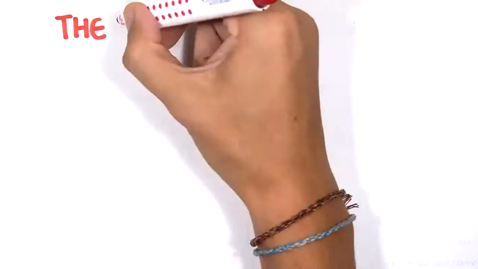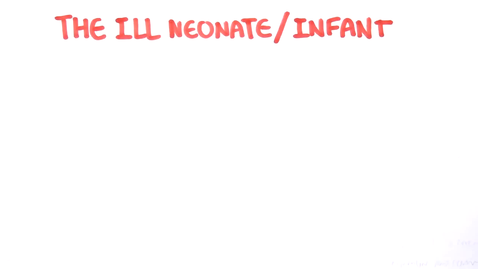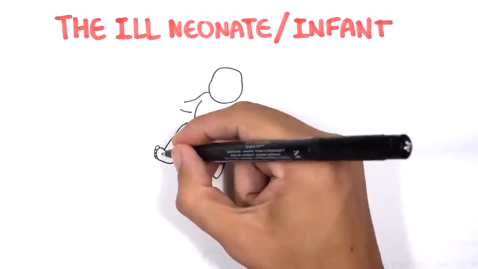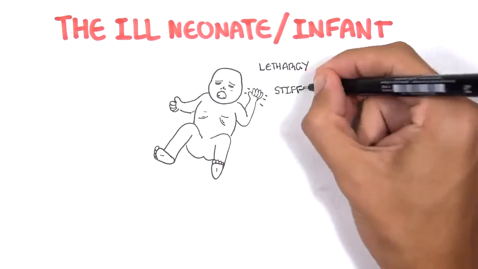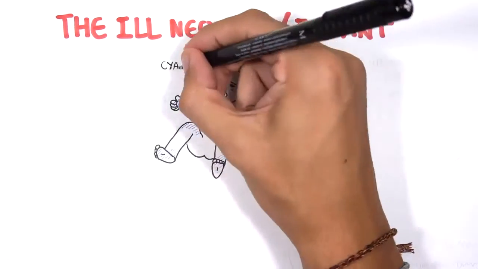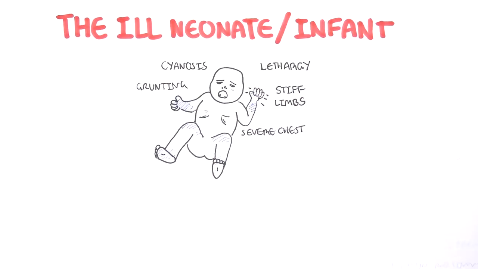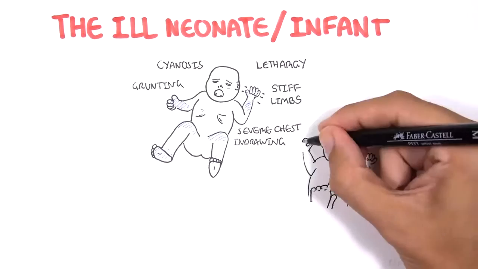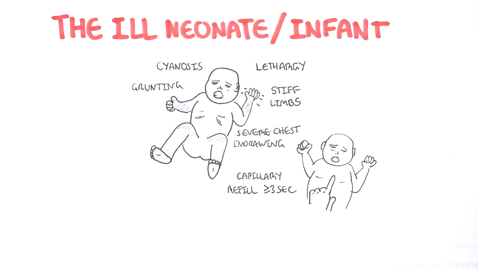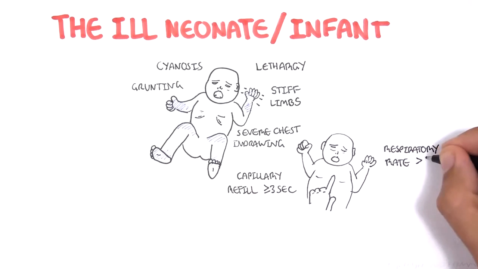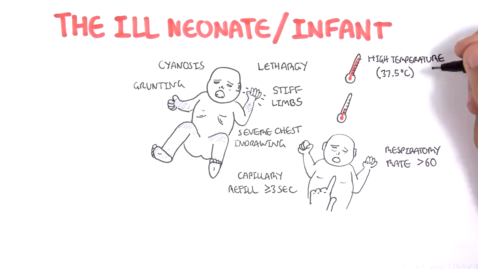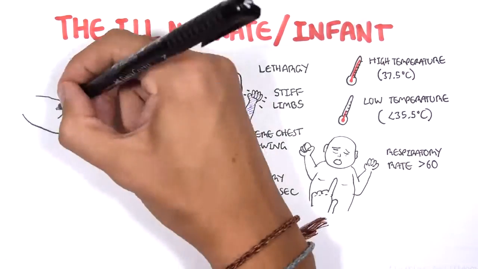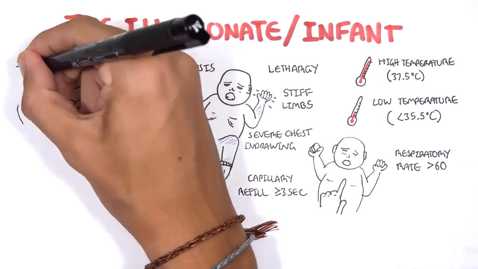Hello, in this video we're going to talk about neonatal infections, the unwell child. Signs and symptoms of an unwell or ill neonate include lethargy, stiff limbs, cyanosis, grunting, severe chest indrawing, capillary refill more than 3 seconds, and this is checked on the sternum, an increased respiratory rate greater than 60, high temperature or low temperature, again stiff limbs, and movement only when stimulated.